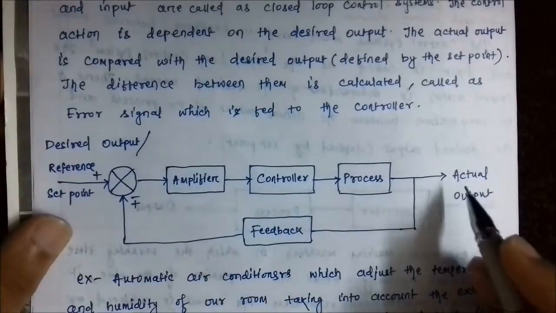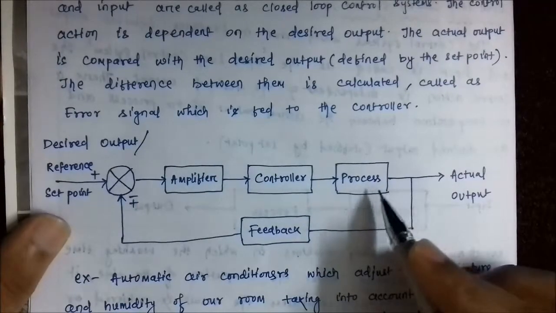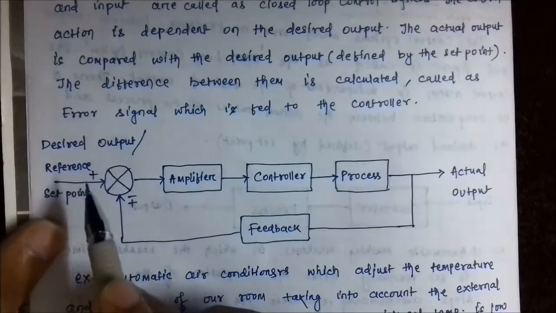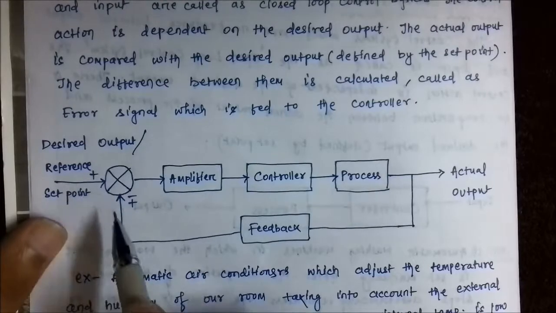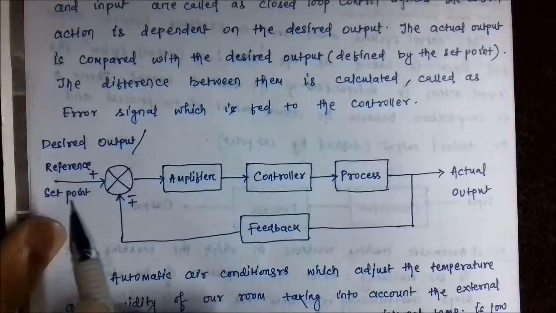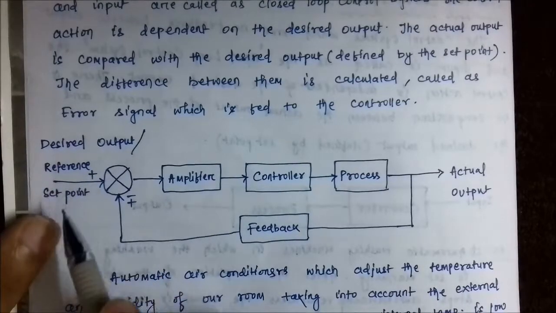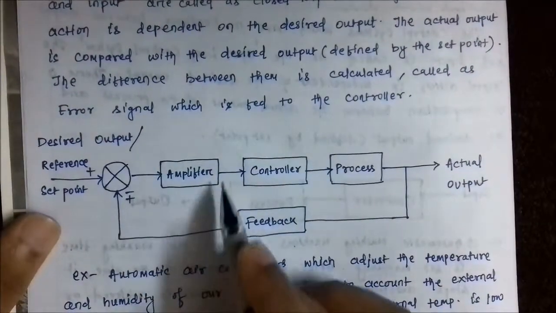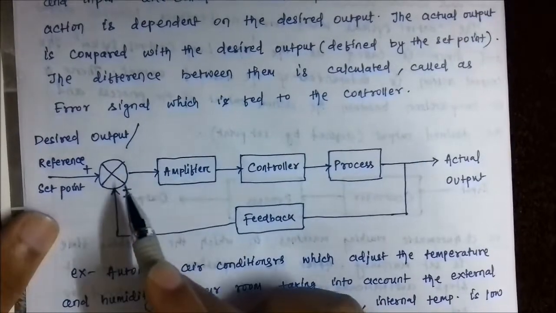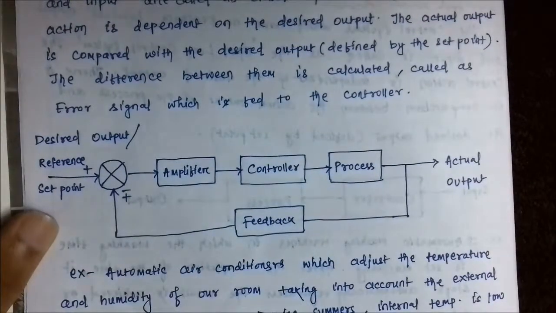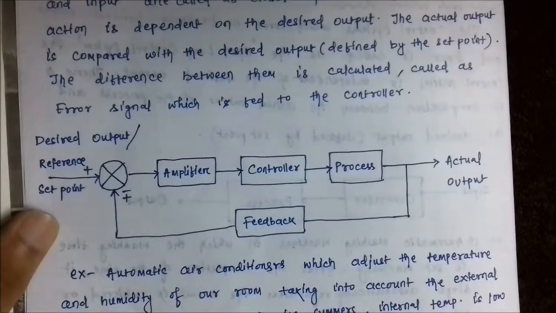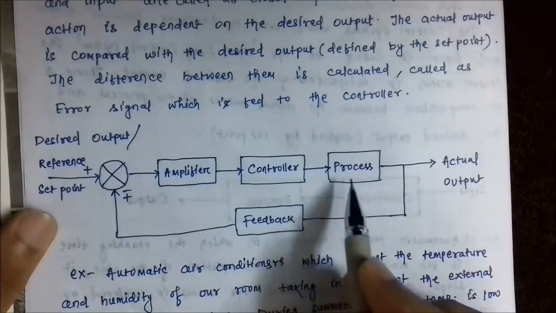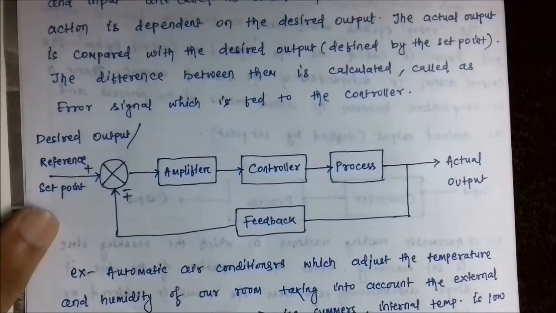It compares the actual output of the process, that is the output which is produced actually, with the desired output, the output which we require. So it compares the two signals. This desired output value is called the reference or set point. There is also this amplifier block which amplifies the error signal. As this error signal is of very low magnitude, it has to be amplified so that it can be fed to the controller to make certain changes to the process depending upon the error signal.